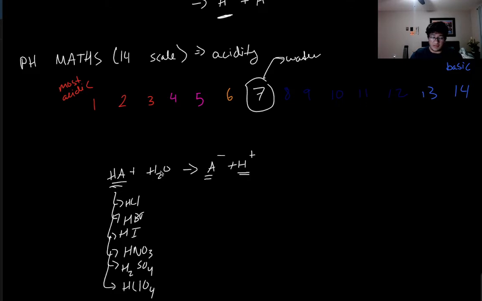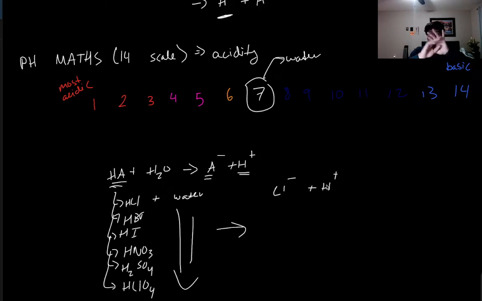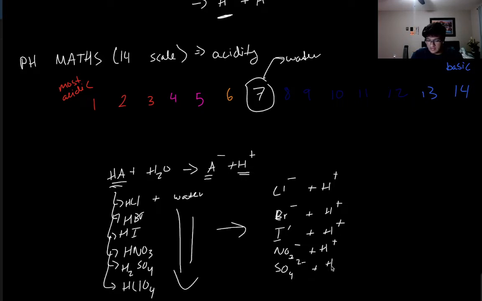When they mix with water, they completely dissociate and form H plus and Cl minus. So they completely just break up. HBr would form Br minus plus H plus. HI would form I minus plus H plus. HNO3 would form NO3 minus plus H plus. H2SO4 is a tricky one, but it will form HSO4 minus plus H plus, and it forms 2 H plus because this is actually polyprotic.